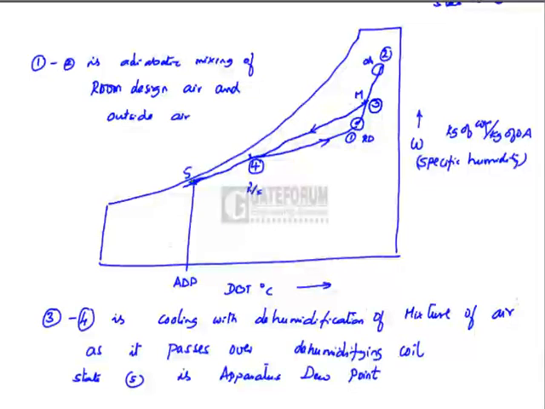Number 1, adiabatic mixing of room design air or recirculated air with the outside air to get state 3. 3 to 4 is cooling with dehumidification of this mixture of state 3, resulting in state 4, where air gets cooled as well as dehumidified. Process 4 to 1 is the heat pickup by the room supply air after entering the room, from the occupants and the things that are present inside the room.